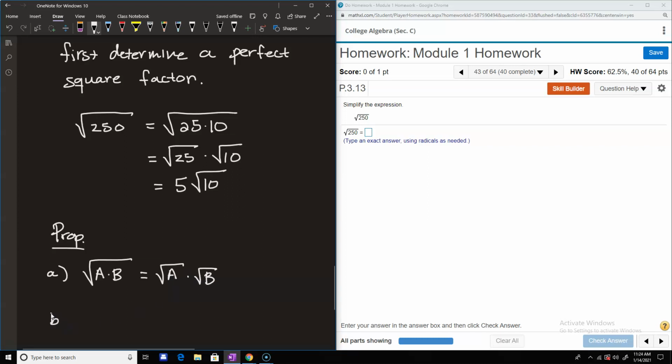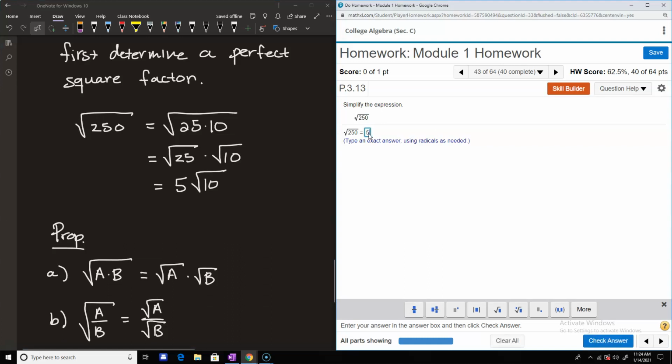And similarly, the square root of A divided by B is the same as the square root of A over the square root of B. However, those same properties do not hold for addition and subtraction. So we use that in the second step here to simplify the square root of 250. So we would write this as 5, and then there's the square root button down here, 10.